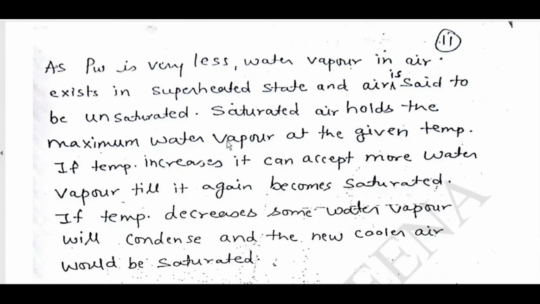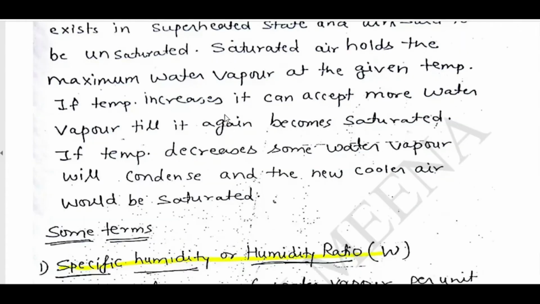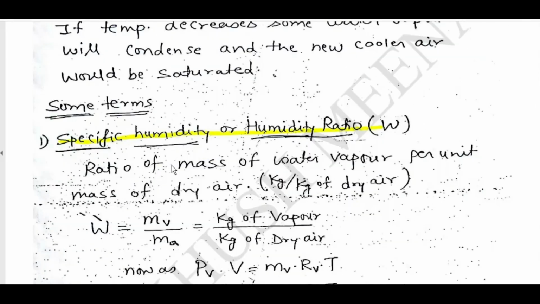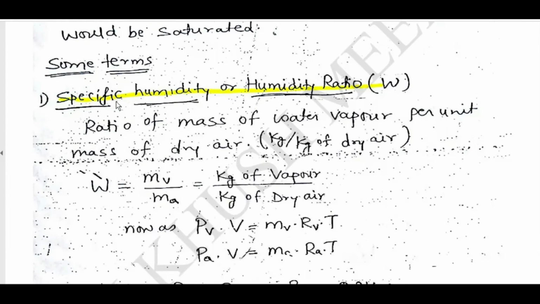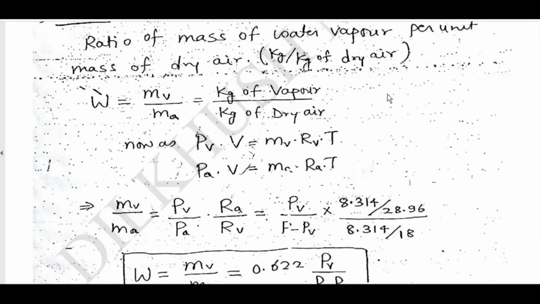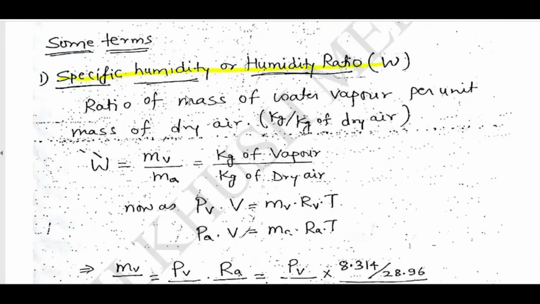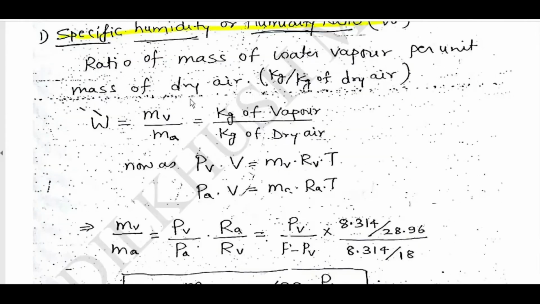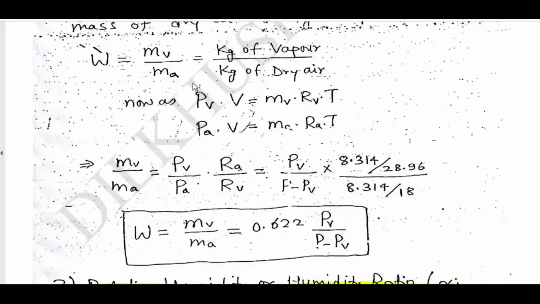Saturated air holds the maximum water vapor at a given temperature. If temperature increases, it can accept more water vapor till it again becomes saturated. If temperature decreases, some water vapor will condense and the cooler air will be saturated. Some terms: specific humidity or humidity ratio W, the ratio of mass of water vapor per unit mass of dry air, W = mv/ma, in kg of vapor per kg of dry air.